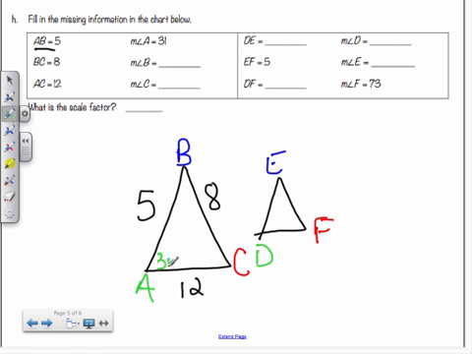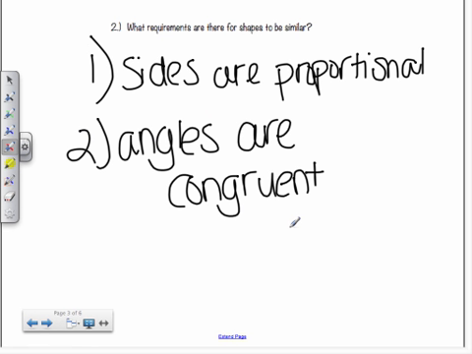I also know on this side of the chart right here that EF equals 5, so I'm going to label this side right here as a 5. And that angle F is 73 degrees. Then I have to fill in the missing pieces. Let's just look back here. I know that the sides are proportional and that the angles are congruent. So I'm going to focus right now on number 1, the sides being proportional.